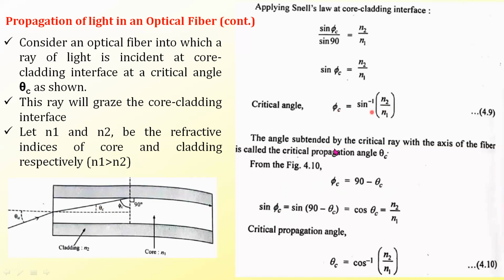So sine phi c is equal to sine of 90 minus theta c. That is cos theta c. So from that I can write cos theta c is equal to n2 by n1, or theta c is equal to cos inverse n2 by n1. This angle is called the critical propagation angle. So theta c is called the critical propagation angle.